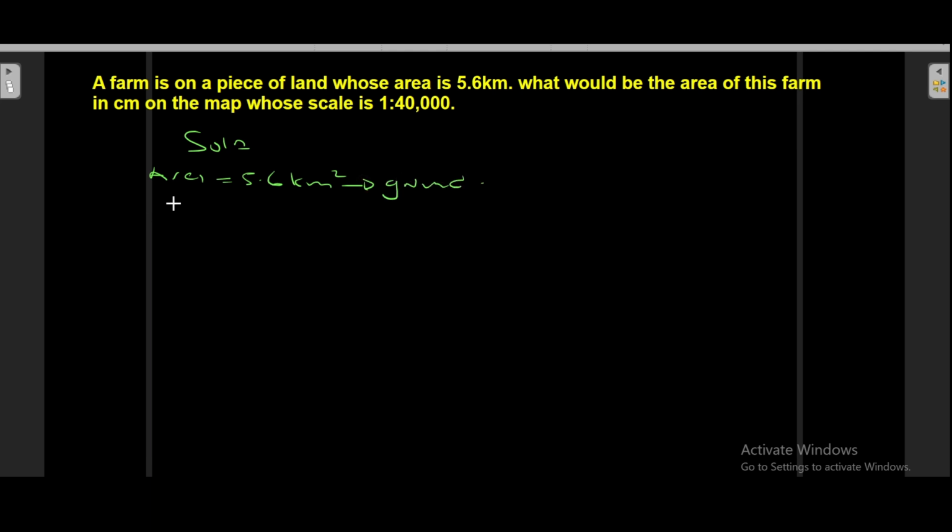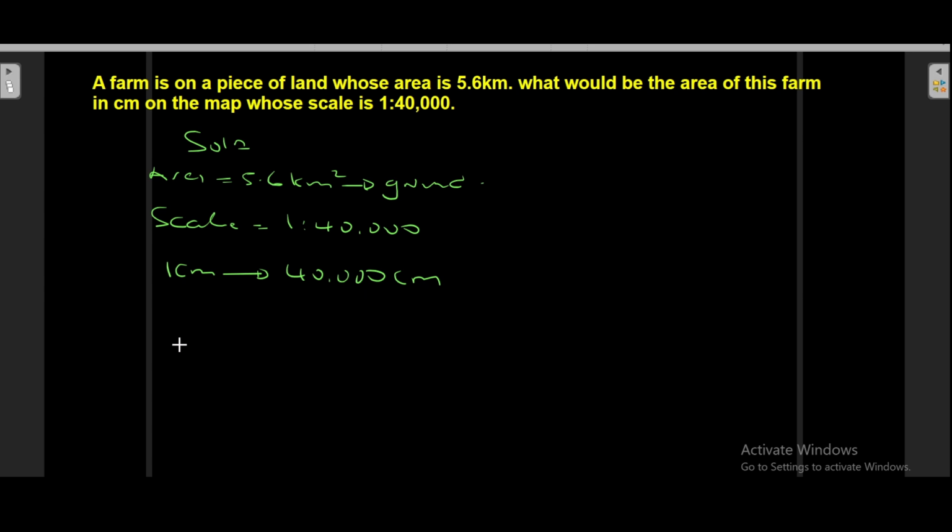They want us to find the area on map, whereby we have our scale given to us as 1 to 40,000. The scale simply means that 1 centimeter represents 40,000 centimeters. But remember, our area is in kilometers. Therefore, we're going to convert these centimeters into kilometers.